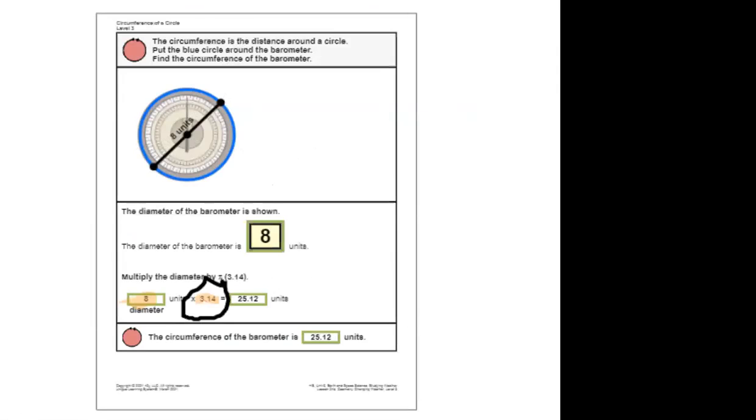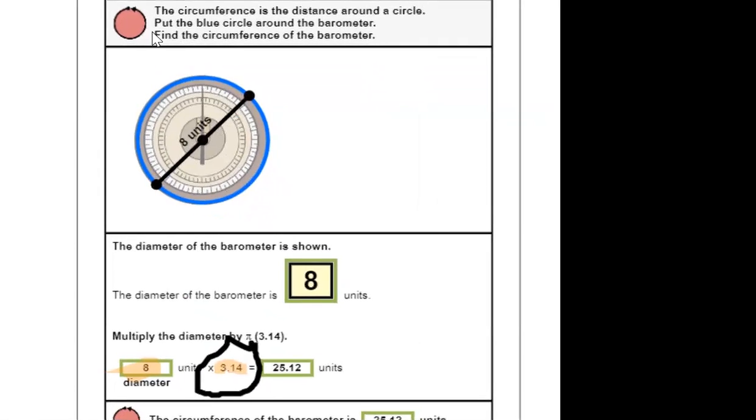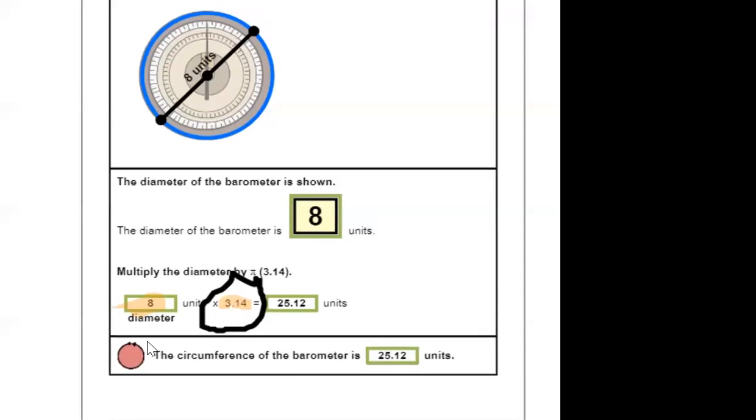Okay, I'm going to go back. Hold on. All right, so circumference is the diameter times pi. And that pi is 3.14. That number never changes. It's always going to be 3.14. The only number that's going to change is your diameter. And that's the distance across the circle.